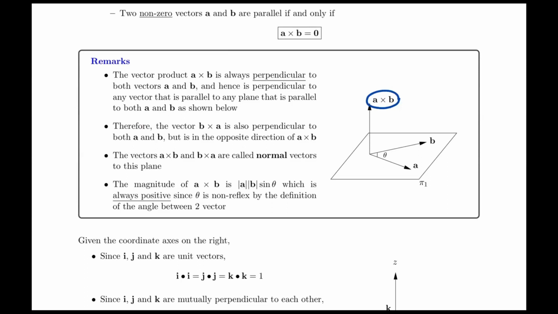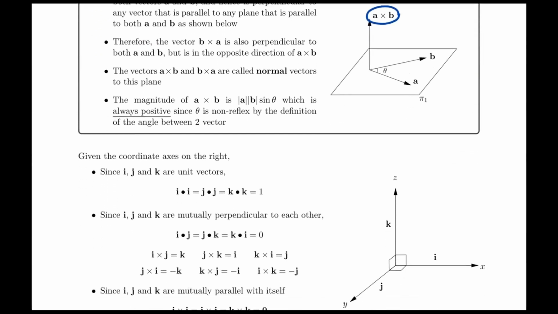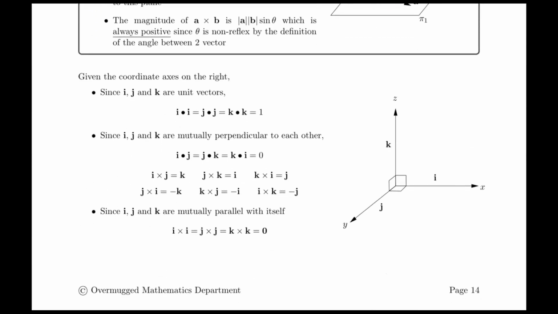Another thing, it is always positive. A cross B should always be a positive value. The magnitude of that should always 100% be positive. Last thing, all these formulas here are very true. I dot I, J dot J, K dot K is always equal to 1. But I dot J, J dot K, K dot I is equal to 0. I cross I, J cross J, K cross K is also equal to 0.